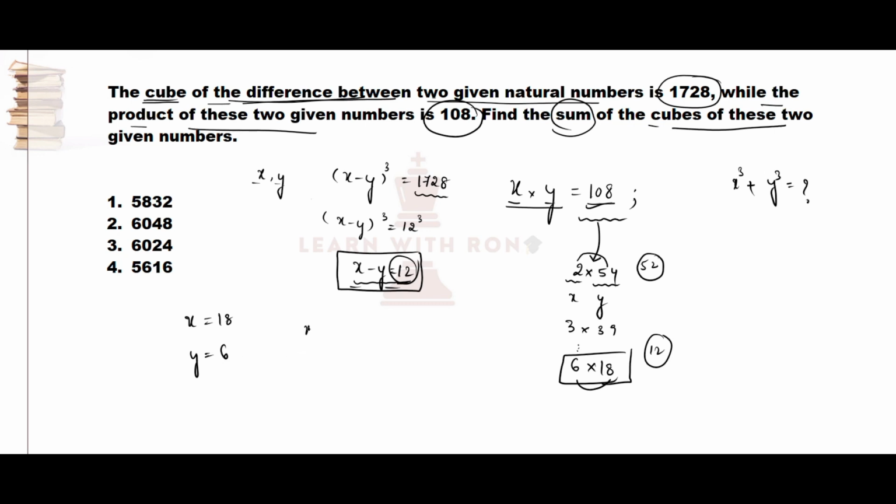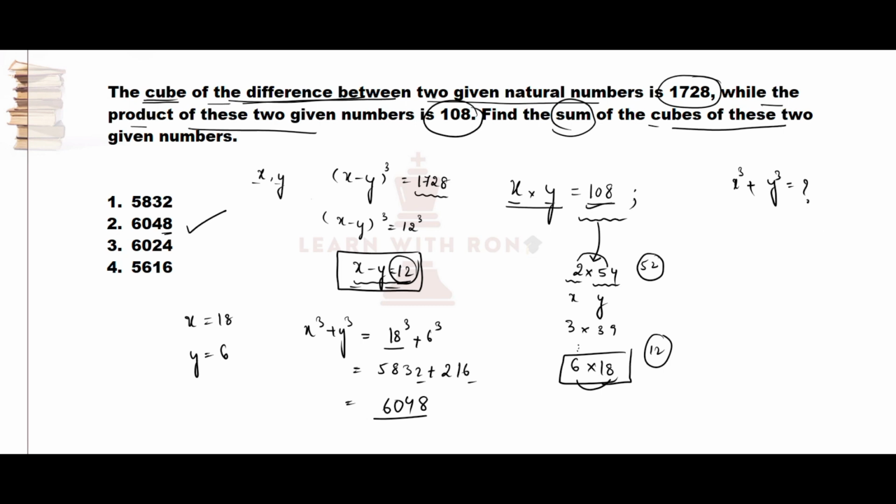See, what do we have to find? x cube plus y cube. So x is nothing but 18 cube and y is nothing but 6 cube. If you know the cubes, it is easy. 18 cube is 5832 and 6 cube is 216. See your unit digit, 6 plus 2 is 8, only one option has that unit digit, which is our answer, or else you can say small problem, right? 2 plus 1, 3 plus 1, 8 plus 2, 10, 1 carry forward, 6048.